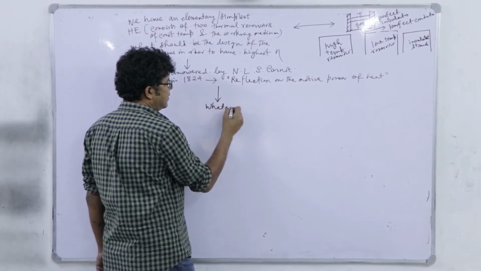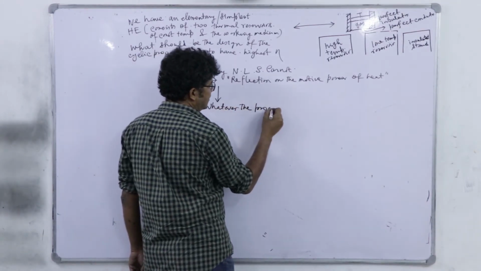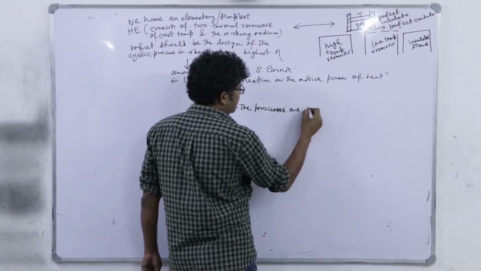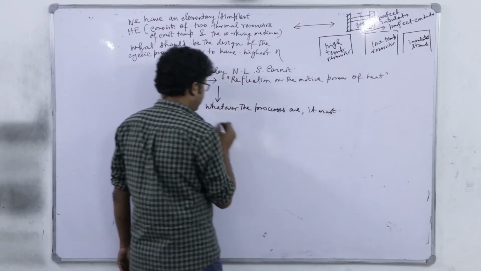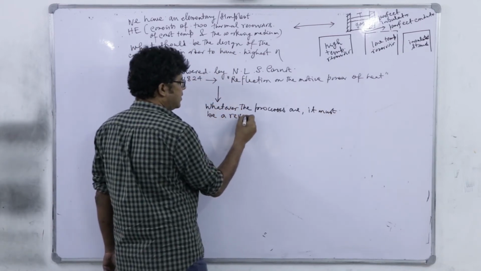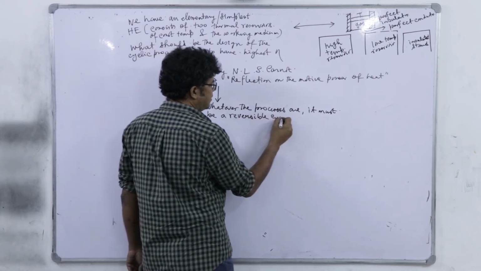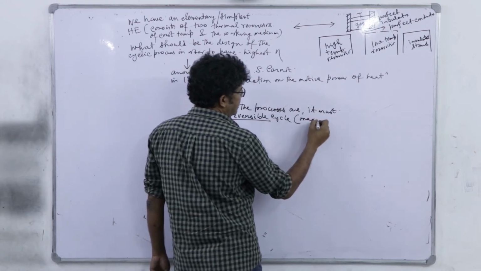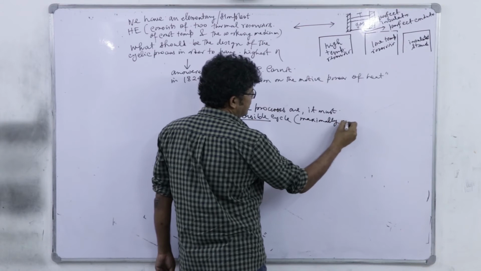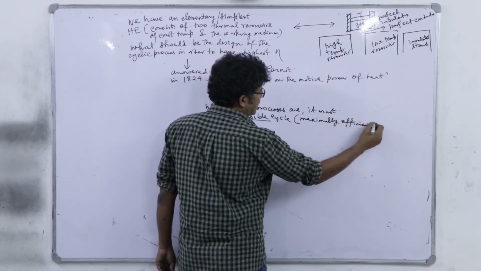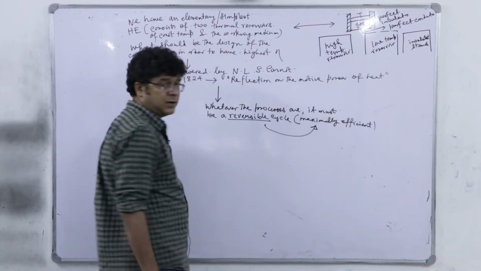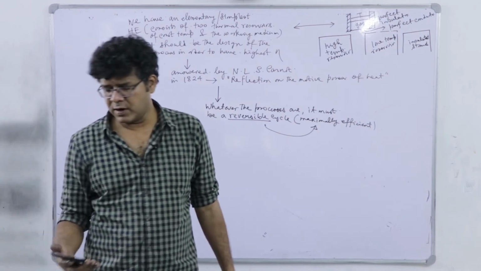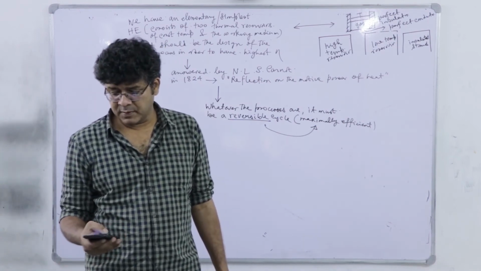Whatever the processes are, it must be a reversible cycle. Why reversible? Because reversible processes are maximally efficient. We know that no matter whether it is a work producing step or a work absorbing step, it must be maximally efficient.